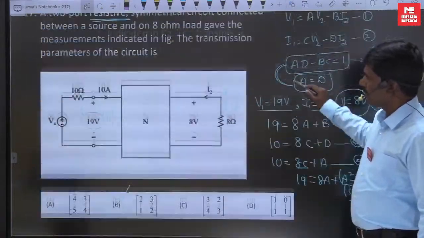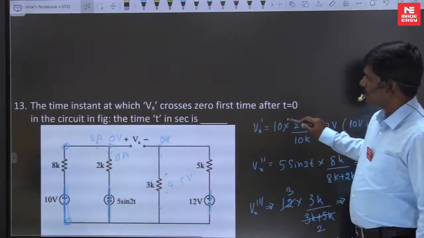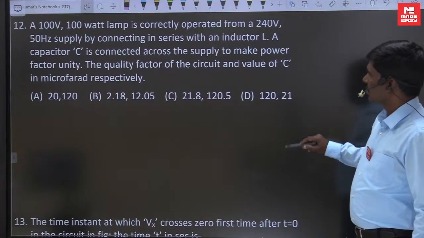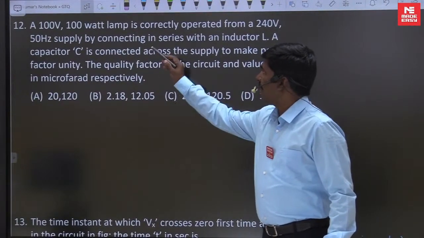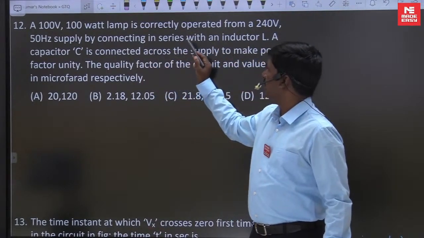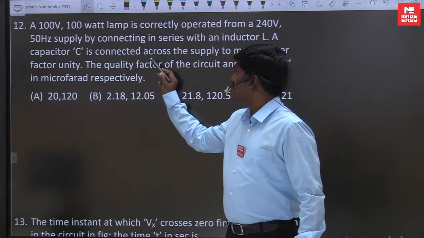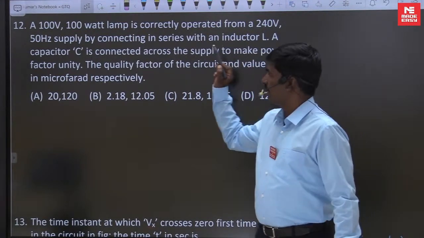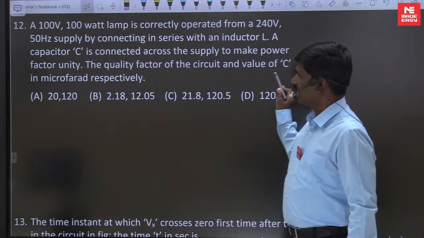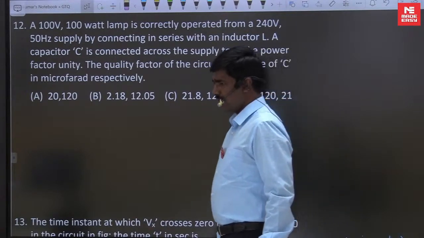One more question, you can try. Yes, the last. A 100 volts 100 watt lamp is correctly operated from a 240 volts 50 hertz supply by connecting in series with an inductor L. A capacitor C is connected across the supply to make power factor unity. Find the quality factor of the circuit and the value of C in microfarad respectively. Anyone, last question?